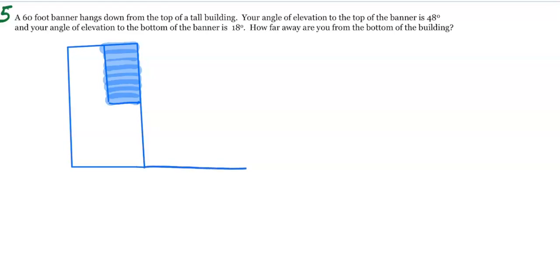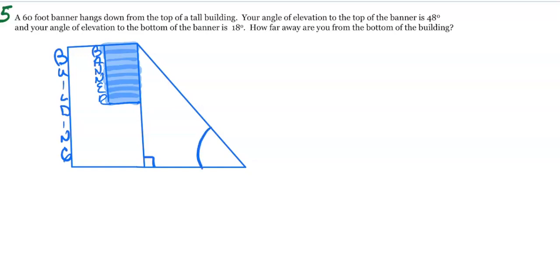So I'm going to continue this, and then I'm going to draw my hypotenuse, because this is a right angle. Okay, so this is the building right here. And this is my banner. Okay, so the angle of elevation from the bottom of the building, from the ground to the top of the banner is going to be 48 degrees. So this entire angle right here is 48 degrees.